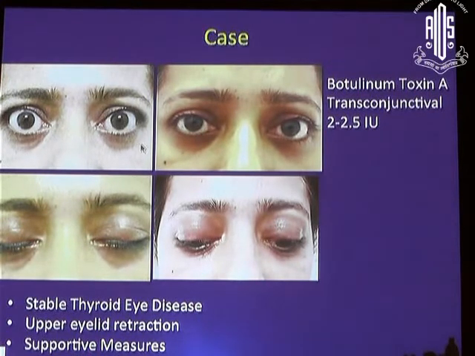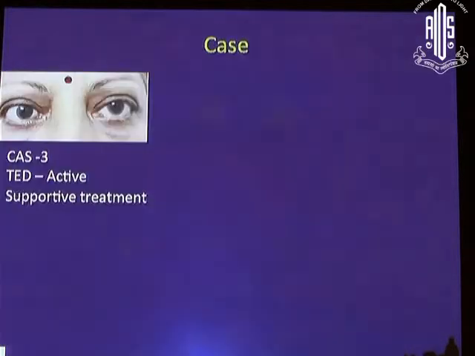In this case, we've repeated it, and I don't have photographs for that. The first injection took care of the central middle retraction, but I've repeated about 2 units laterally to bring down the lateral flare, because she is now feeling much more comfortable with the lid retraction having come down.